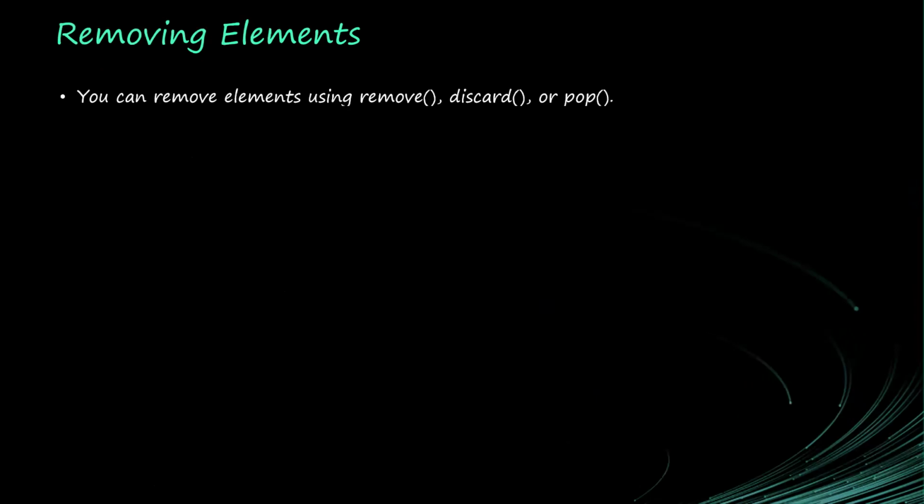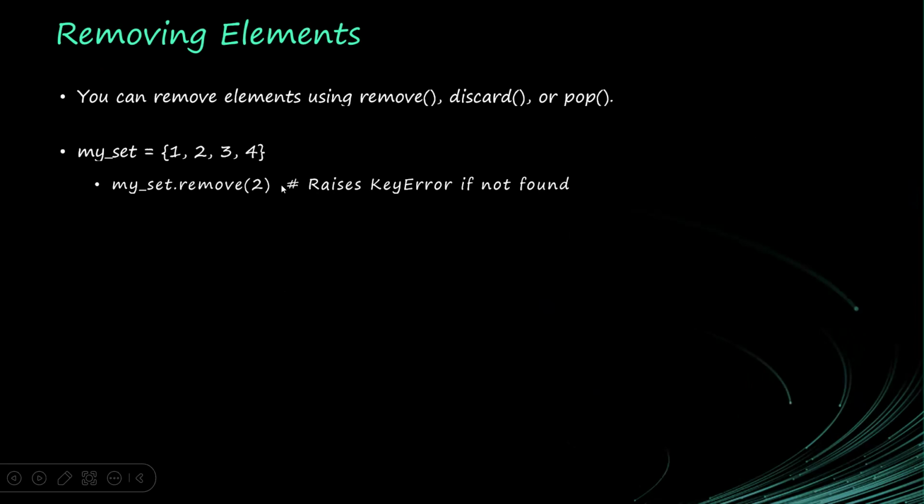Then how do you remove an element? You use either the remove method, the discard method, or the pop method. If you try to use the remove method and the element you're trying to remove is not found, it will throw an error. So let's go and do remove.